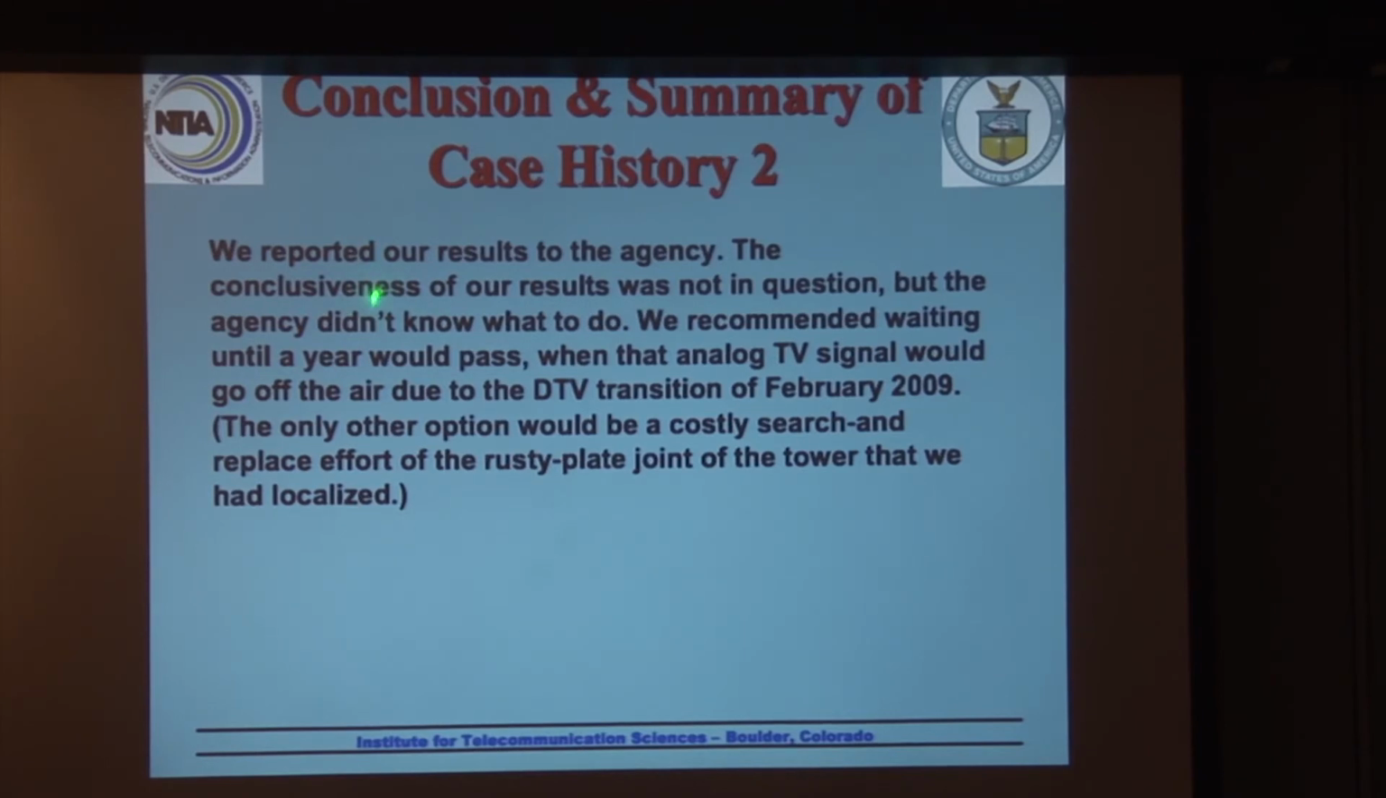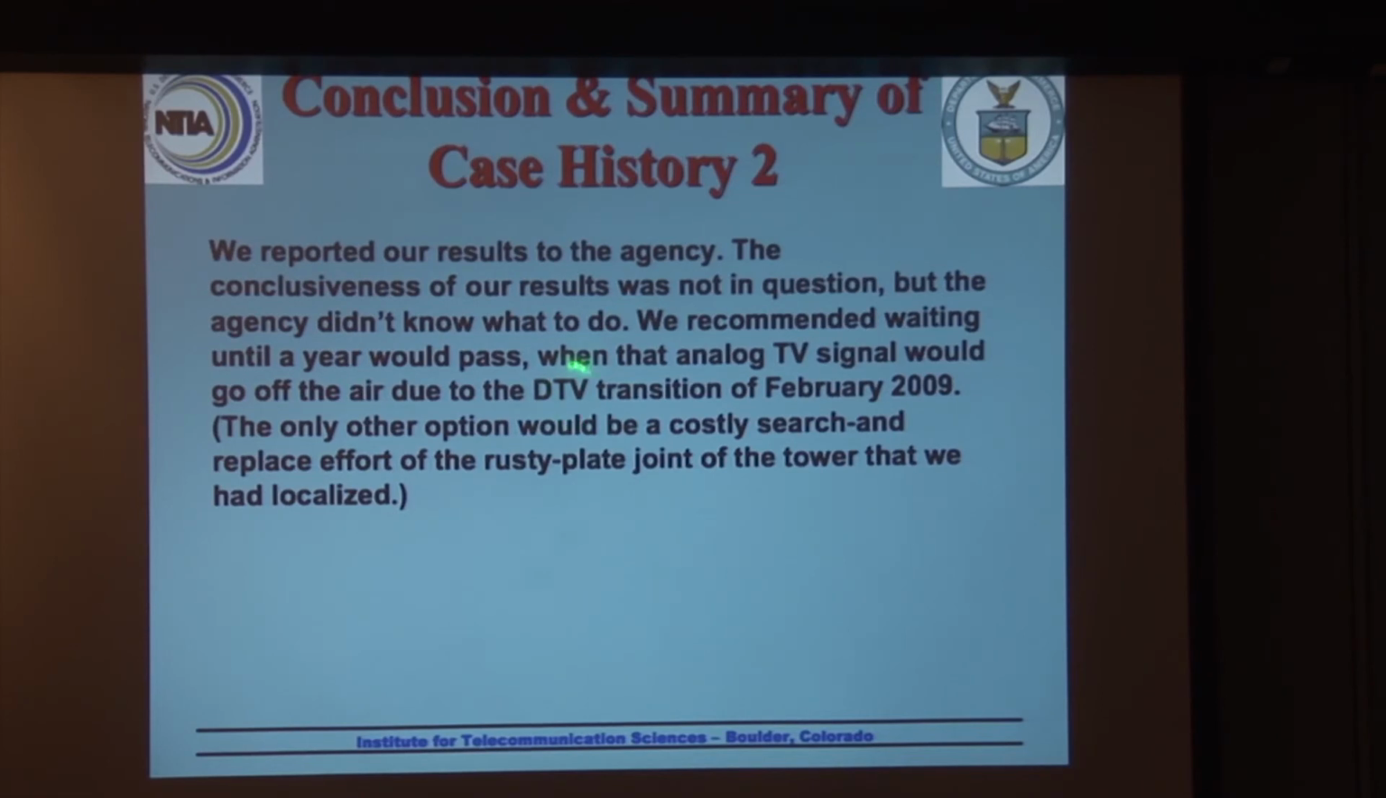So we reported our results to the agency. They didn't question the conclusiveness of the results, but they did say, so what now? You're telling us that the TV station is not at fault. It has nothing to do with their transmitter. It has nothing to do with the earth station receiver design either. This is coming from some rusty plate connections on a tower that's sitting off to the side doing basically nothing. What are we going to do?